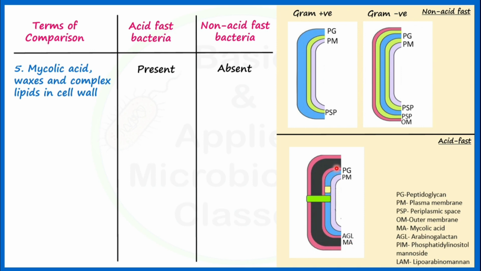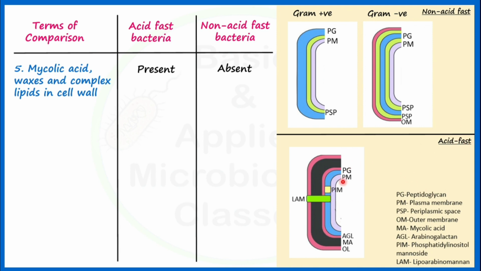Mycolic acid is a complex fatty acid present in the cell wall of acid fast bacteria and is very unique to the acid fast bacterial cell wall, as mycolic acid is absent in gram positive and gram negative bacterial cell walls. This mycolic acid is linked to the peptidoglycan via arabinogalactan, right? And outside this mycolic acid layer, some outer lipids are also present. In addition, complex lipids called glycolipids, named phosphatidylinositol mannoside and lipoarabinomannan, are other types of complex lipids also usually found in the acid fast bacterial cell wall.